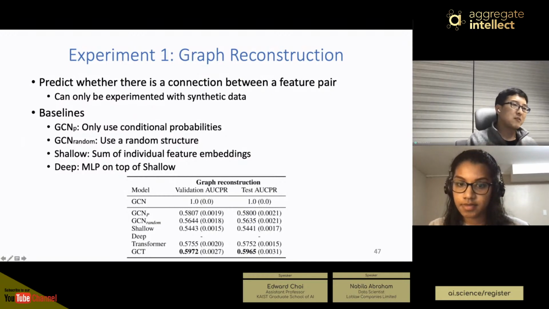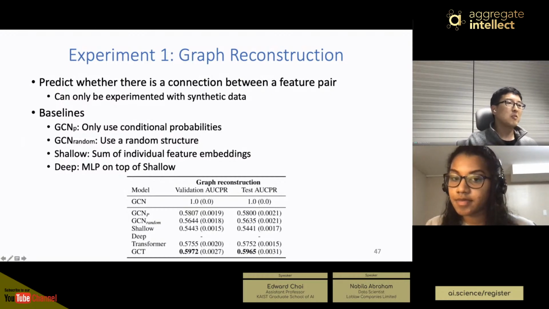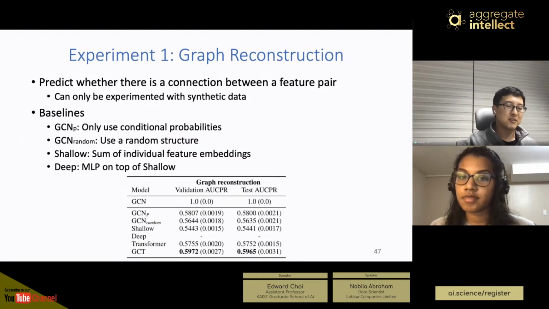And obviously, if you know the true structure with GCN, then the graph reconstruction performance is basically perfect. It's just 1.0, 1.0. But GCT, which is a hybrid of Transformer and GCN P, outperforms all the other baseline models. And interestingly, GCN P is better than the data-driven models. So you can assume that conditional probabilities well approximate the true graphical structure. So it's a good idea to use prior knowledge, basically. So that's graph reconstruction.